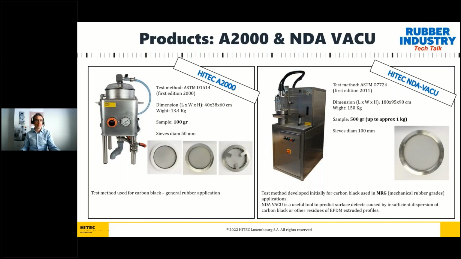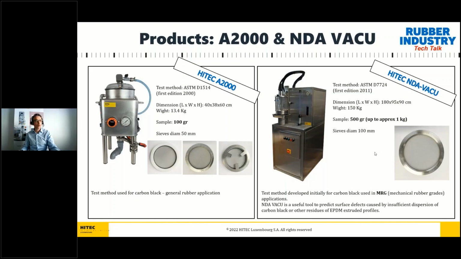So starting from 500 grams, that is the standard according to the test method, up to approximately 1 kilogram. You also have bigger sieves in this case, which have a diameter of 100 millimeters. This test method was developed initially for carbon black, used in mechanical rubber grades application.